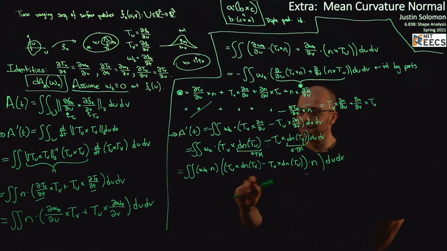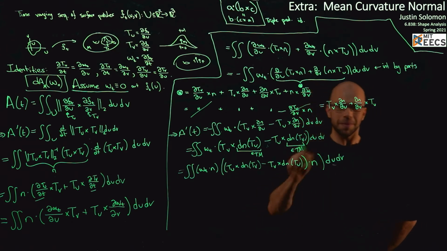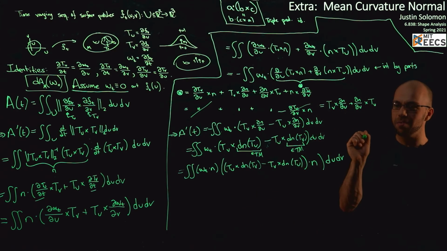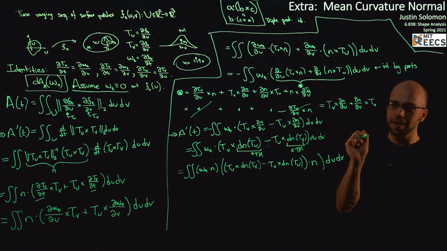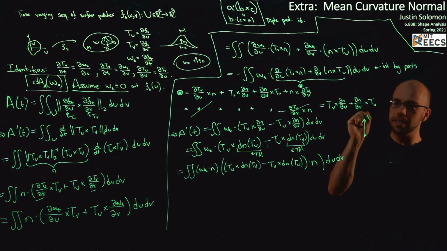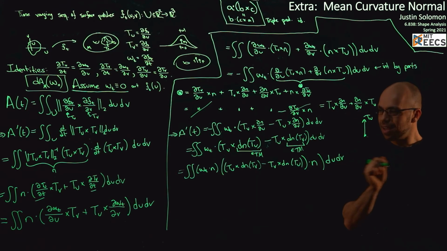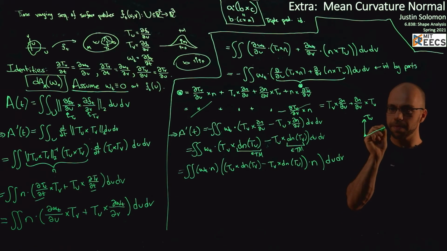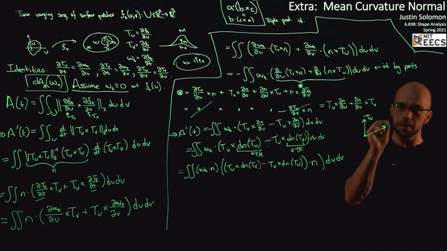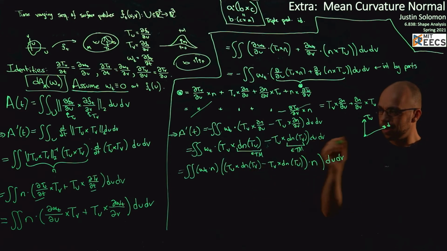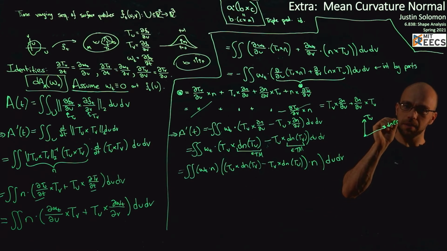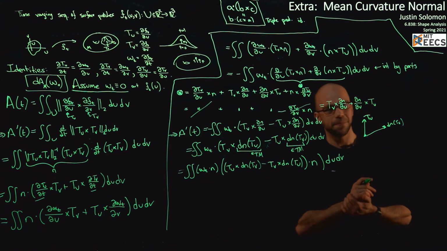Now, let's see if I can draw a picture of what this is doing. So I have some point, and here is Tu, and here is dn of TV. Remember that this is a tangent vector. N of TV, like that.